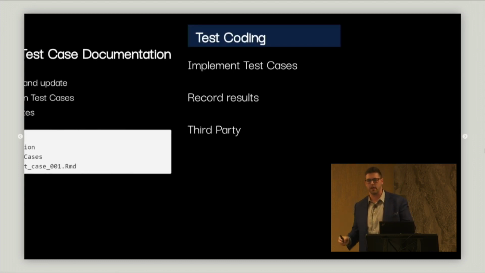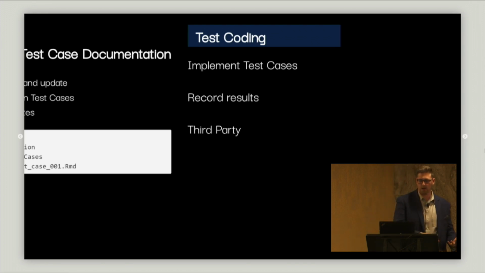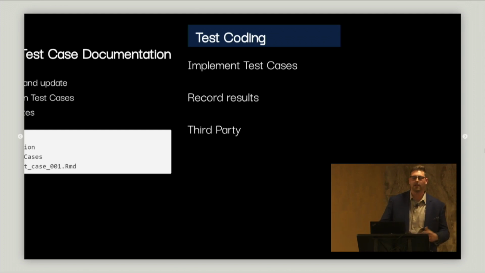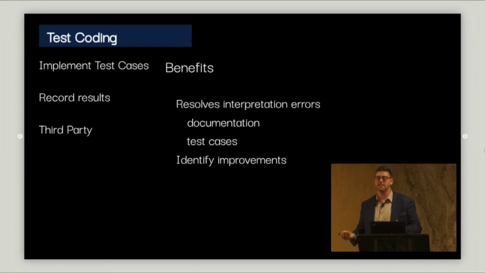Now, test case coding. This is where you actually implement the new test cases that you just wrote in rmarkdown. You're going to record the results of those test cases, and then you're going to have a third party write this code. It's critical to have this third party do it because they have no prior knowledge of the way the function should be behaving. The benefit of this is it helps resolve any interpretation errors before you release it.